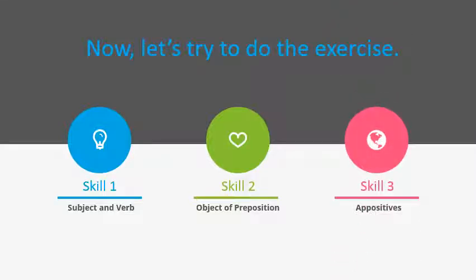We start from the first skill, subject and verb. Still remember? Yeah, this skill is about identifying whether the sentence has a subject and a verb. Ingat, cari verbnya dulu, baru cari subjeknya. Sebuah kalimat hanya terdiri dari satu subjek dan satu verb. Let's see the exercise.